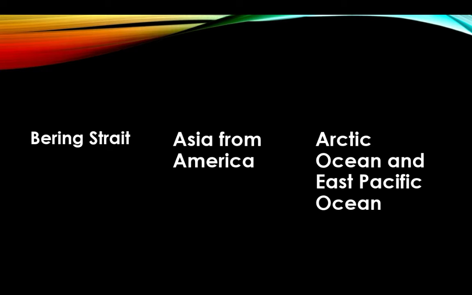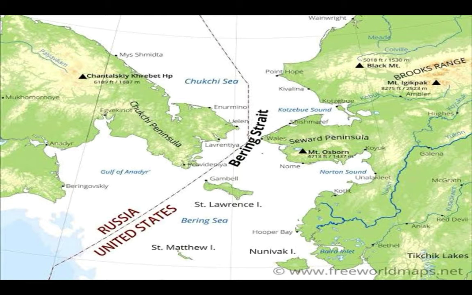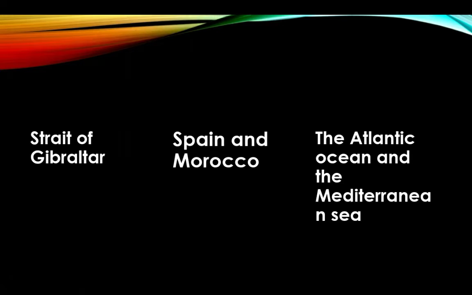This strait is one of the important straits which connects Arctic Ocean and East Pacific Ocean, and the contiguous land masses are Asia and America continent. In the map, we can see in the west of Bering Strait we have Russia, which is in Asia continent, whereas in the east of this strait we have United States, which is part of America continent.